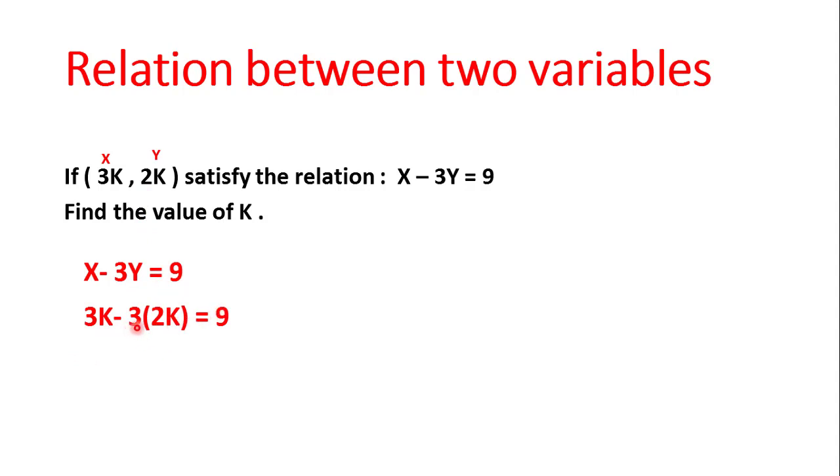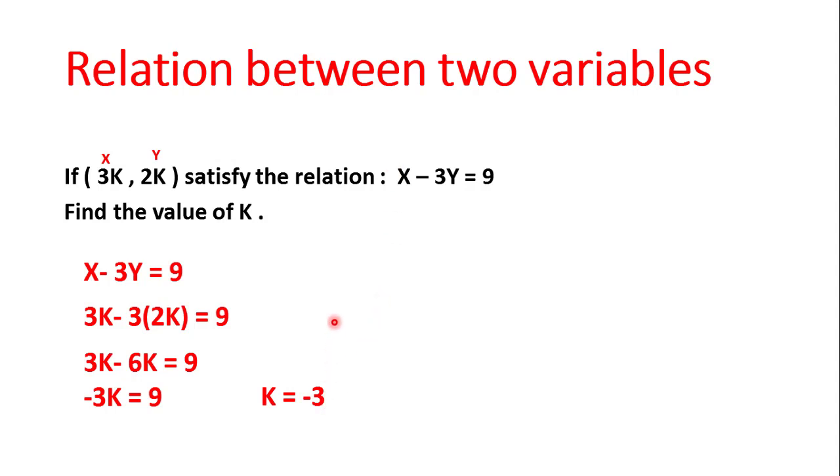Okay, 3k minus 3 times 2k, which is 6k, so 3k minus 6k is 9. It means that 3 minus 6 is negative 3. Negative 3k equals 9. So by dividing by negative 3 on both sides, k will be negative 3. So the value of k here is negative 3.